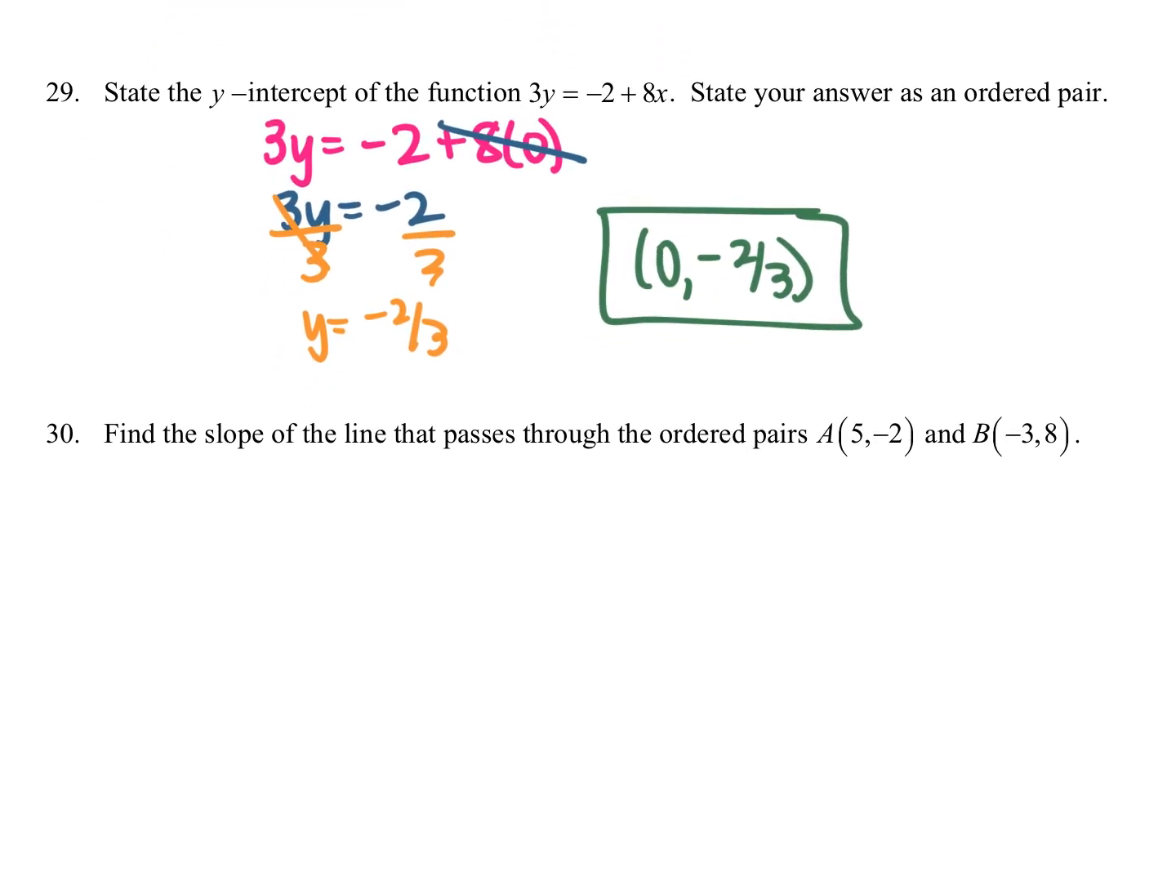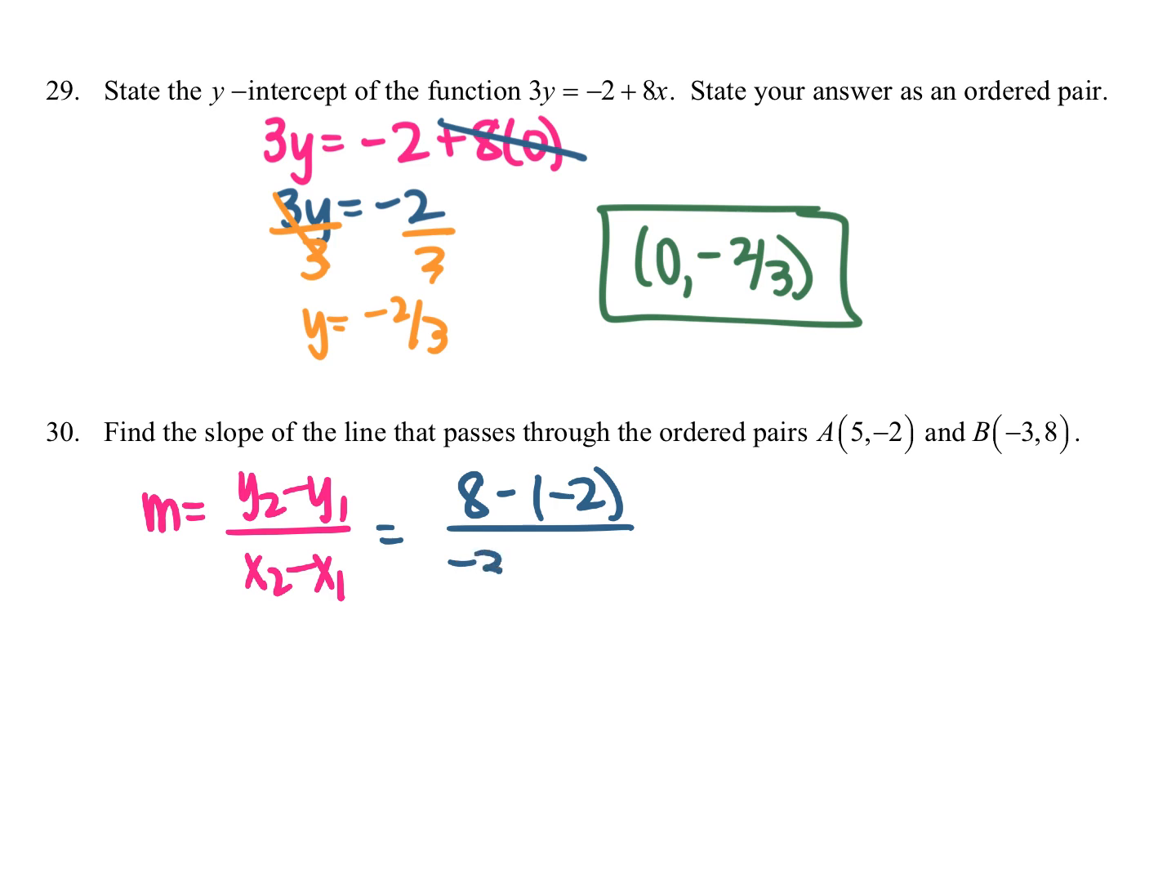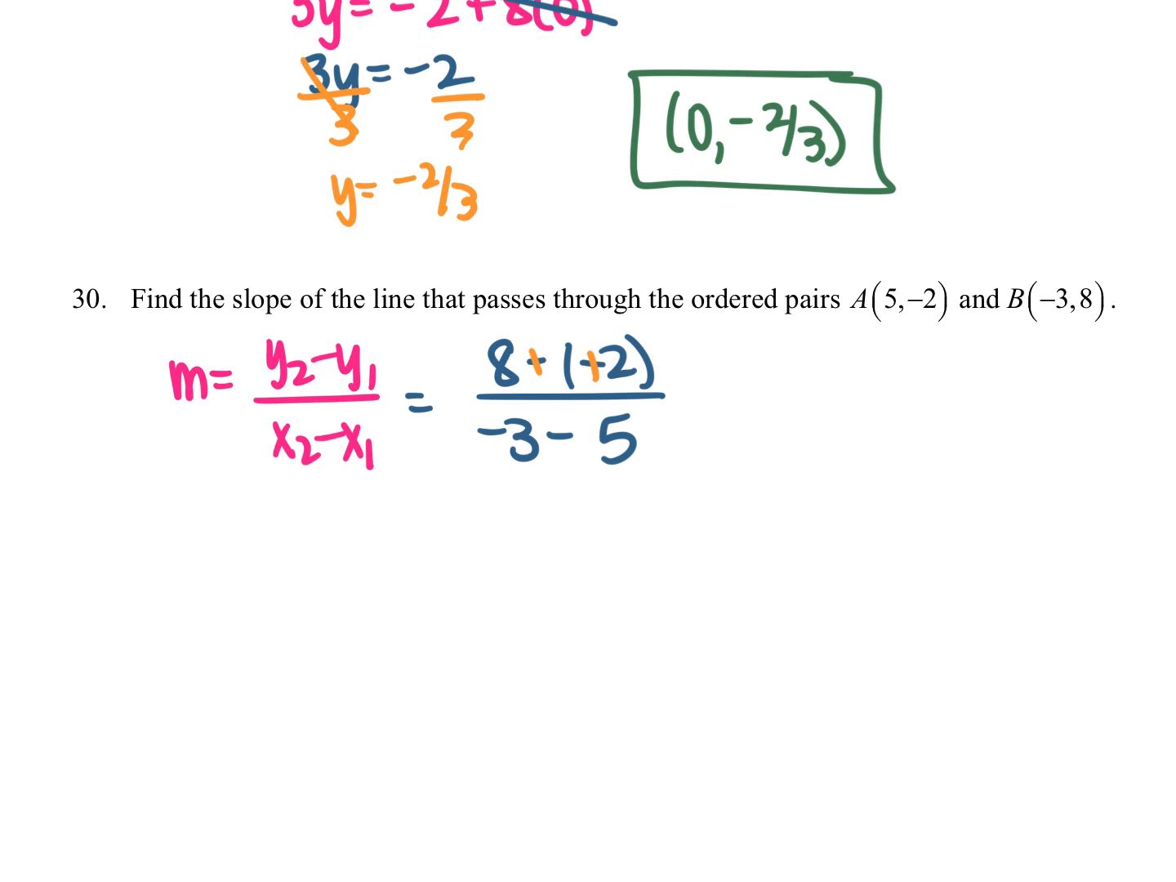For 30, you're finding the slope from the ordered pairs 5, negative 2, and negative 3, 8. So your slope formula is y2 minus y1 over x2 minus x1. That means that you are going to have 8 minus negative 2 over negative 3 minus 5. Your 8 minus negative 2 becomes 8 plus 2, which is 10, over negative 3 minus 5 is negative 8. They are both divisible by 2, so that's 5 over negative 4, or negative 5/4.